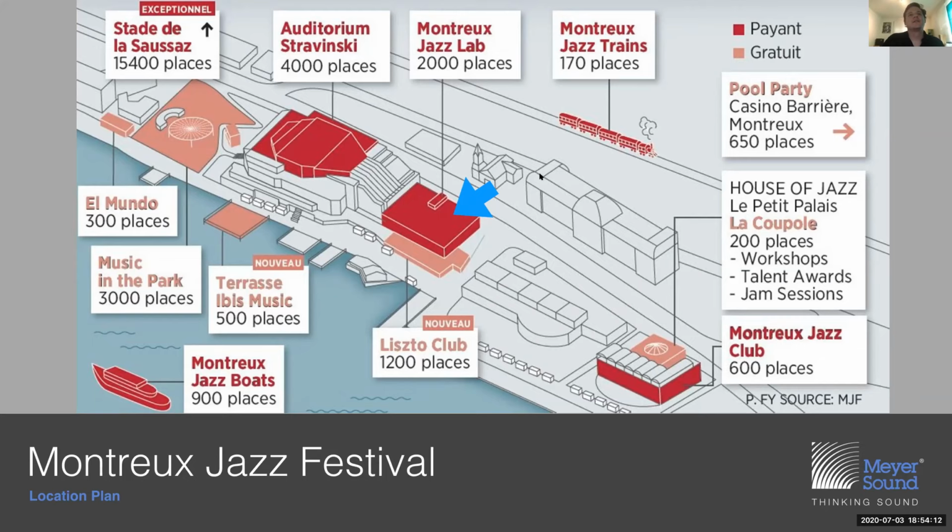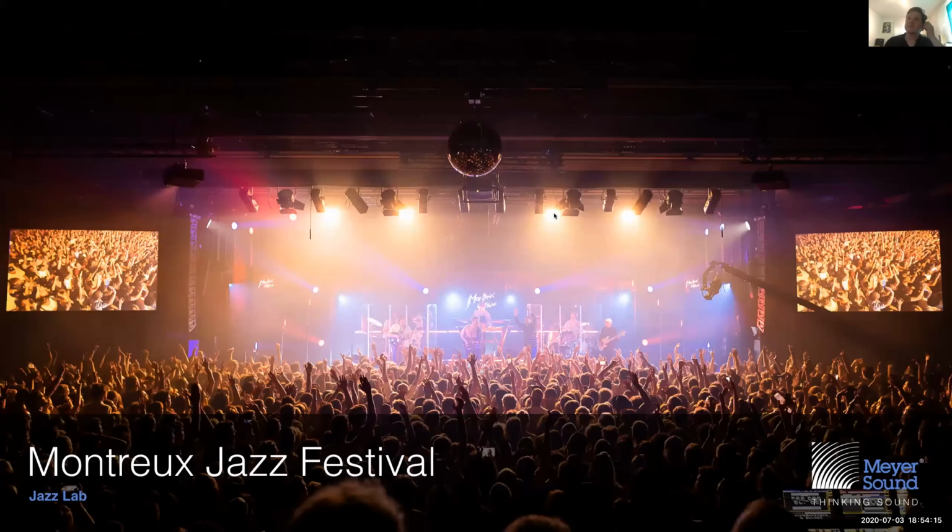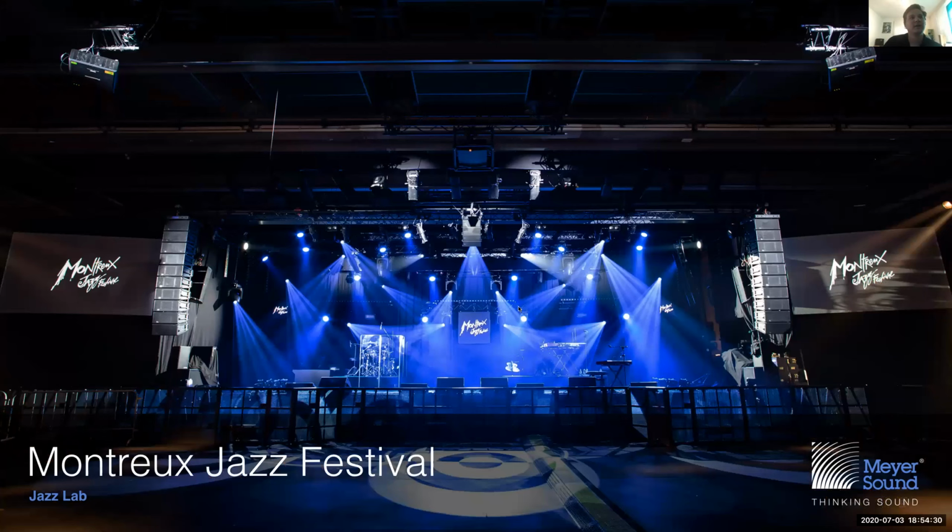Okay, so let's move into the Jazz Lab. This is going to be very quick. This venue holds 2,000 people. We have 10 Leopards per side. There's an interesting part in the design process for this venue: it has a very low ceiling. There's no weight you can put on the ceiling, or rather there are very high weight limitations.